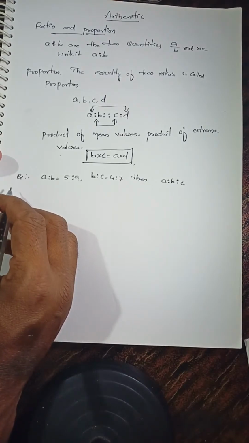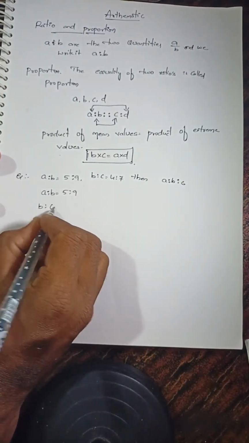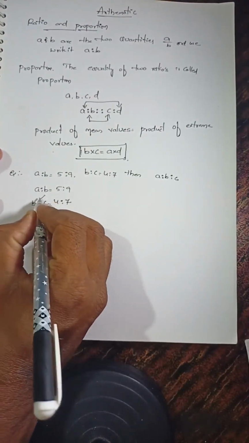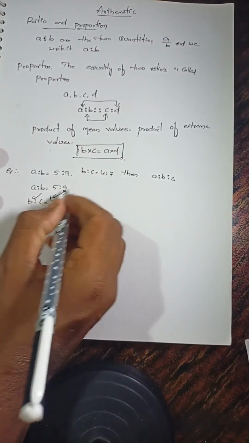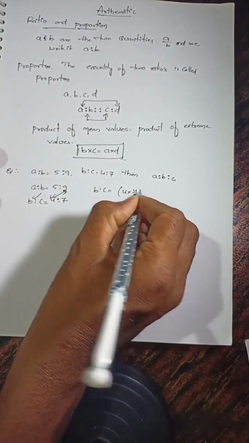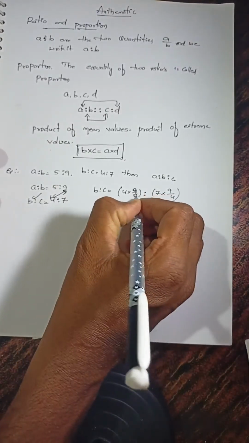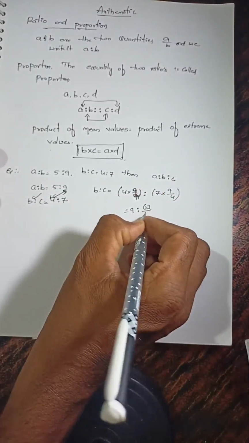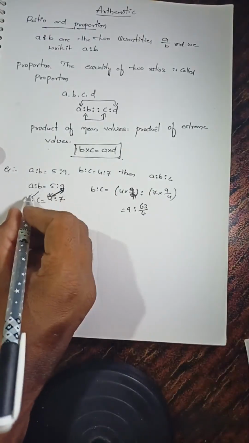The common ratio here is a is to b is equal to 5 is to 9, and b is to c ratio is 4 is to 7. So here b has different numbers, 9 and 4. Now for b is to c, what do we do with the ratio? 4 into 9 by 4, 7 into 9 by 4. So we are getting 9 ratio 63 by 4. Now you can see both are equal. The b value should be equal.